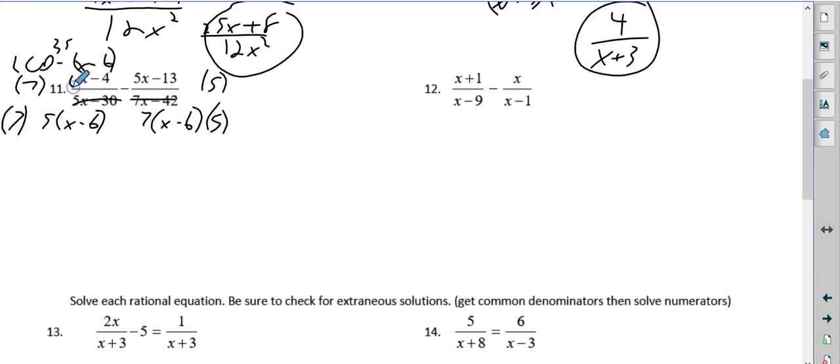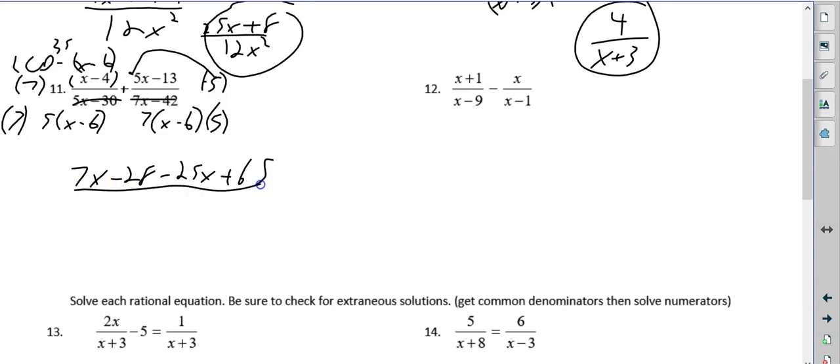So on the top, remember, I'm going to be distributing. I have 7x minus 28. This 5, I can think about it in front as a minus 5 because I change this like so. Just makes it a little easier to keep track of everything. So minus 5 times 5x is minus 25x. And minus 5 times negative 13 is plus 65. All over 35x minus 6.